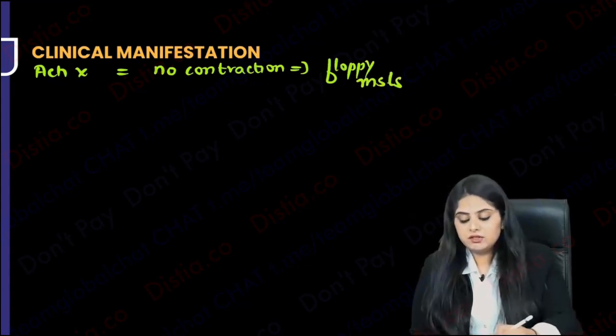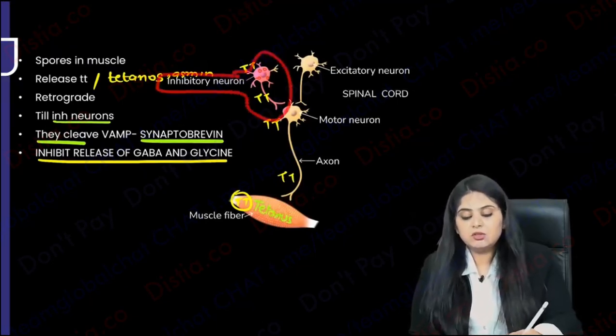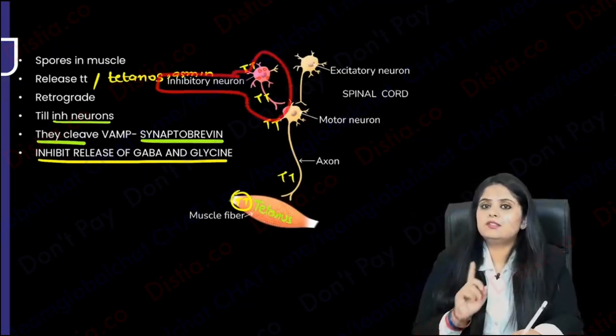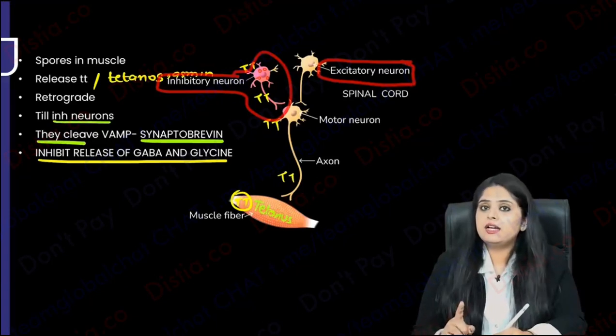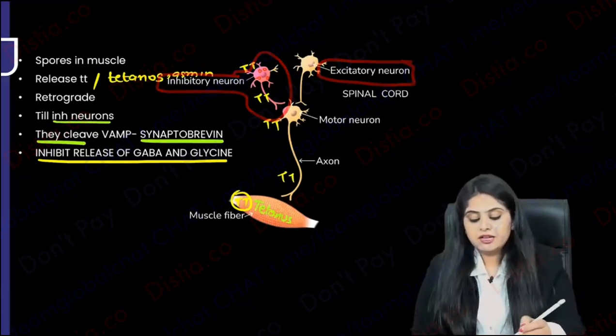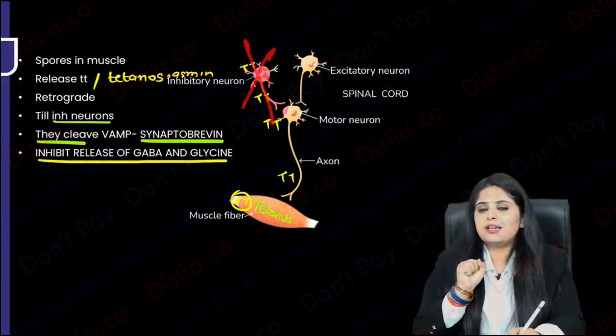So I hope everyone's understood. I'll quickly revise it for you. See guys, when I'm talking about this diagram over here, this is such a nice diagram. I say if there is a problem in the inhibitory neurons, where GABA glycine had to come, then it's tetanus. If there's a problem in the excitatory neurons where acetylcholine had to come, there is botulism. So when GABA and glycine did not come, everything was spastic. No one to relax. Everything was spastic.